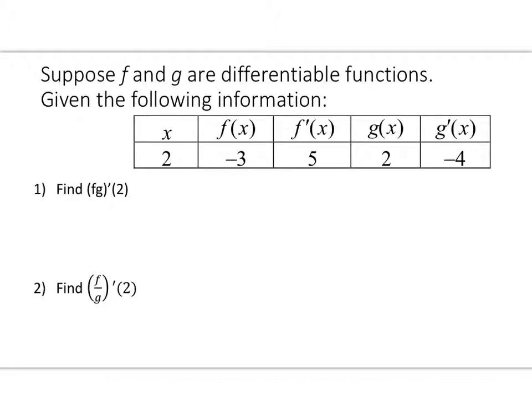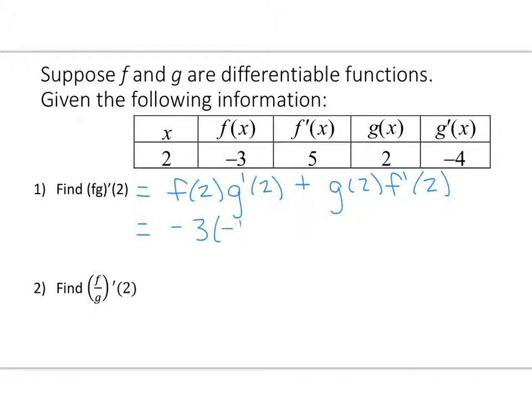So if I want to find the derivative of f times g at 2, I'm going to have to do, again, product rule. First times derivative of the second plus second times derivative of the first. And then I can use my table to fill in those values. F of 2 is negative 3, g prime of 2 is negative 4, g of 2 is 2, f prime of 2 is 5. So I have 12 plus 10, so this equals 22. So just another way that we can also evaluate derivatives using a table.